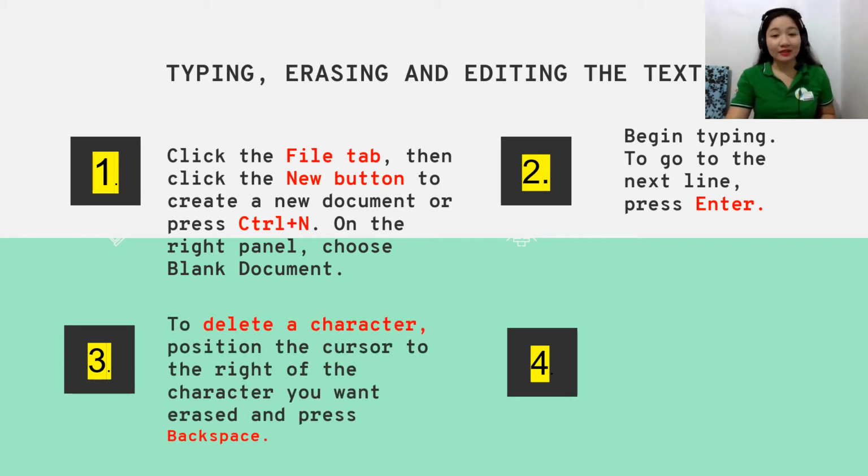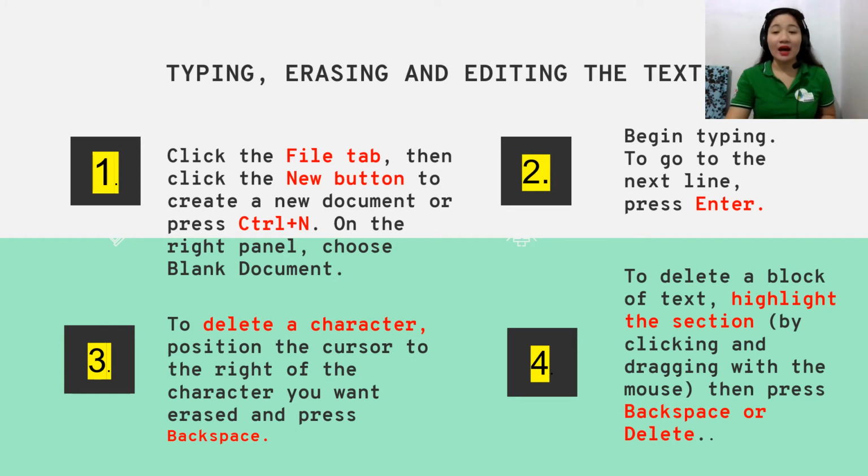To delete a character, position the cursor to the right of the character you want to erase and just press backspace. Or you can position the cursor to the left of the character you want to erase and press delete. To delete a block of text, highlight the section by clicking and dragging the mouse, then press backspace or delete. You can also do this using the keyboard by holding Shift, then using the arrow keys to highlight the text that you want to delete.